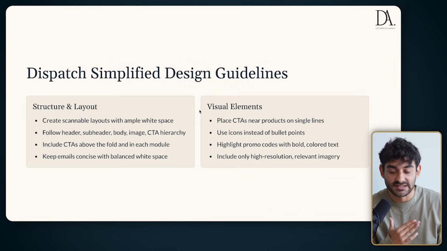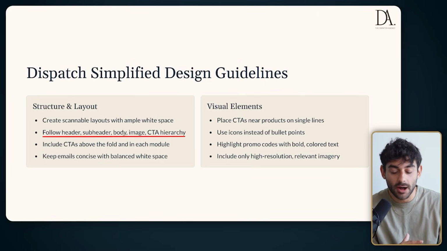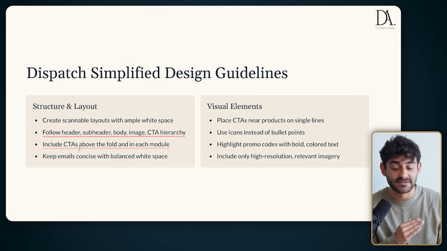But really, the differences that are driving way more revenue are actually the structure of this email. So if we go back and look at our design guidelines, when we look at the structure and layout of an email, we want it to be extremely scannable with white space. We want the emails to have a header, a subheader, body copy, an image, and a CTA in terms of the top performing hierarchy that we have. And then we want to have CTAs above the fold, and we want to keep emails concise.